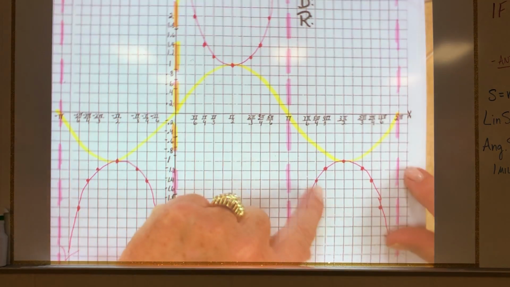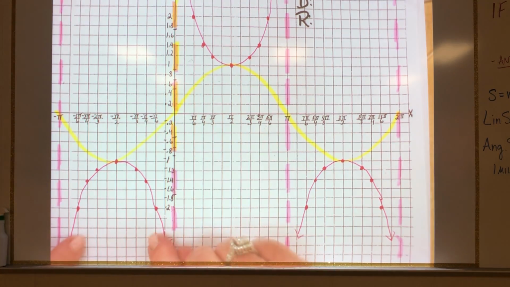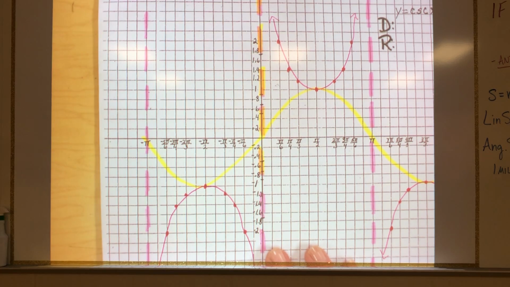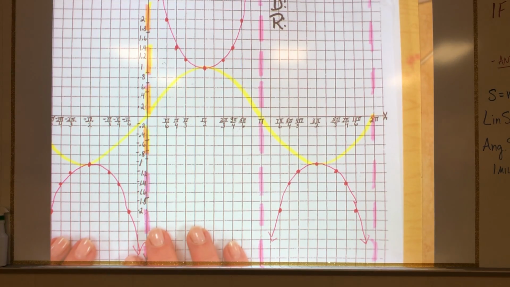Took this one and he flipped it down. Took this one and he flipped it down. The next one's going to be up here. The next one will be down at the bottom. The next one will be at the top. And it keeps going back and forth.